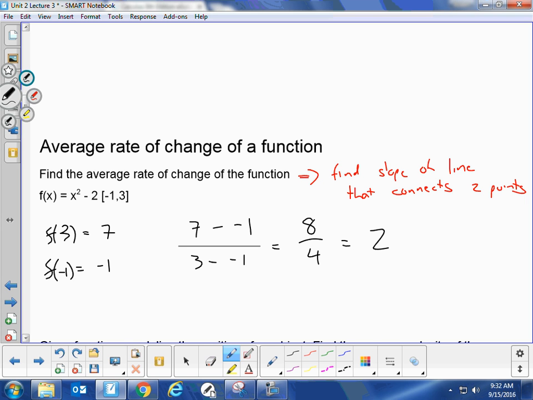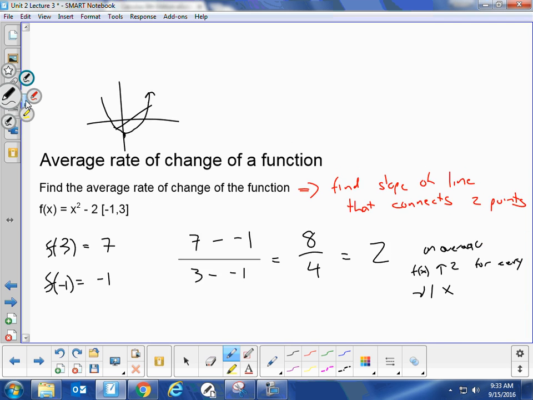So in this situation, on average, this function is increasing 2 y's for every x that we move to the right. However, if you look at the function x squared minus 2, you know that it will go down between -1 and 0, to -2. So the function does look like this and then comes back up. So we do go down and then back up, but on average we're going up that much.